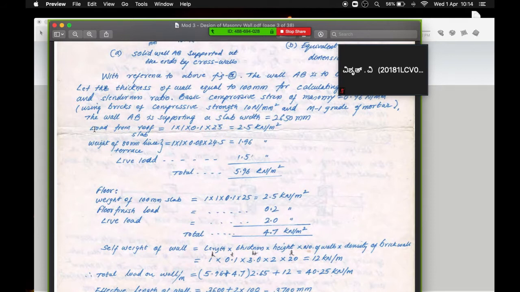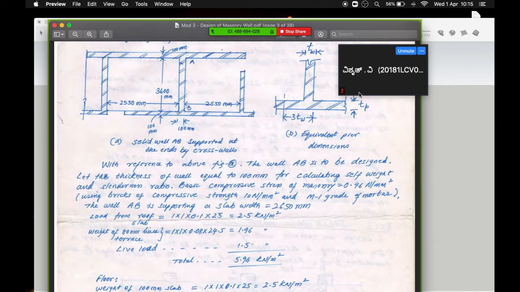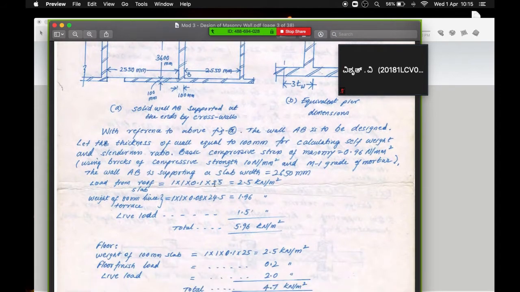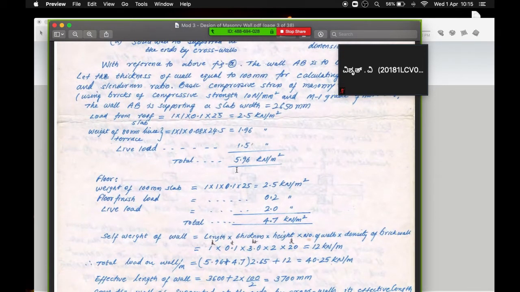Over here you can see the load from the roof. The load from the roof slab is equal to 1 into 1 into 0.1 into 25, where 1 into 1 into 0.1 is the unit volume and 25 is the density or the unit weight, which gives you the total load from the roof slab. Similarly, weight of 80 mm lime terrace. When they say lime terrace, it is about the topmost layer on the structure. Even for that, the weight is 1 into 1 into etc., which gives you 1.96. And lastly, the live load, the small figurine represented in the SketchUp, is 1.5 kilonewton per meter square. A total of 5.96 kilonewton per meter square is the load from the roof slab.